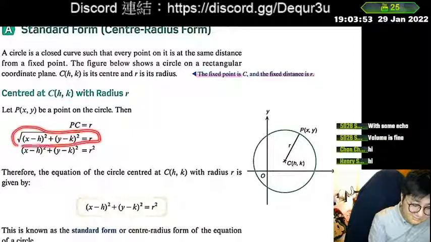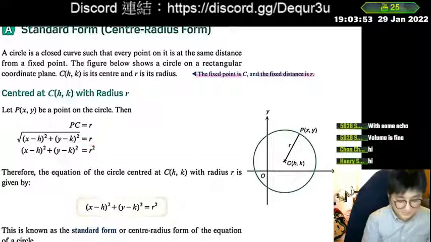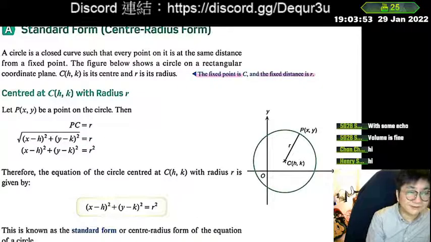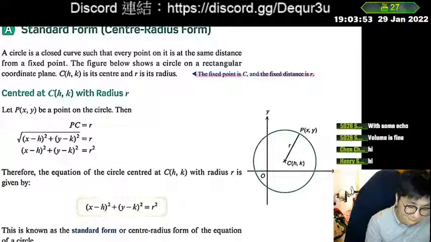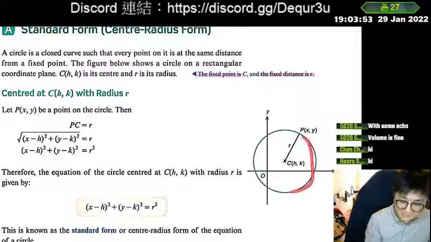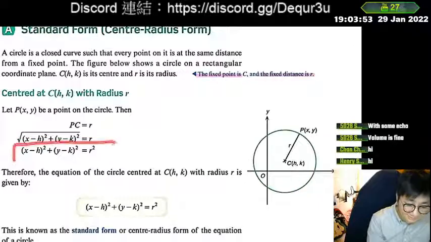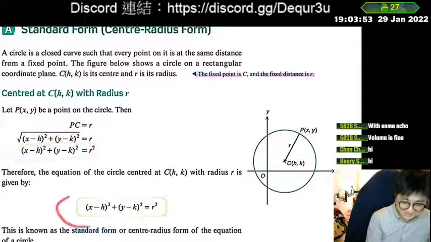Then we can use the distance formula to write the first equation. This is the distance formula: square root, where (x, y) is the point P and (h, k) is the point C, and the distance is r. And usually for an equation, we don't like the square root sign. Therefore, we square both sides, and this gives us a relation between x and y, where (x, y) is any point on the circle. That is our equation of the circle. If we are to talk about the equation of a circle, then that is already our target, our goal.